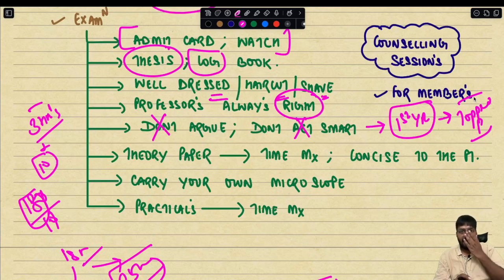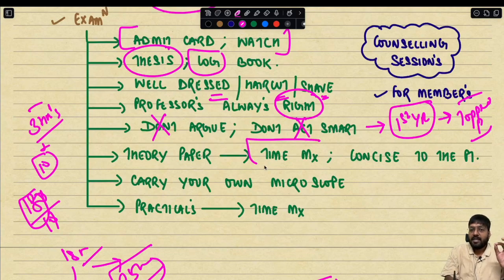So basically, do not argue. The teachers might keep a grudge. I'm not saying that all of them will do that, but I'm just saying to you that this might have consequences. This is what I mean to say to you. Do not get afraid. I'm just trying to give you some important hints and points.